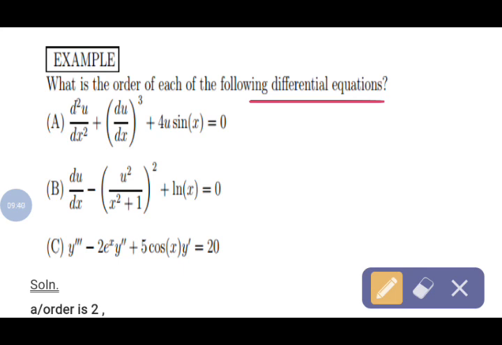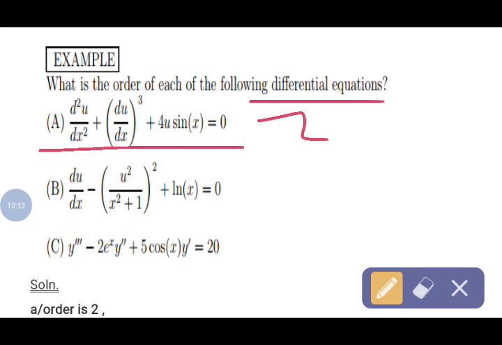Let us check all terms one by one. On the first term, u is differentiated 2 times with respect to x. Second term, u is differentiated 2 times with respect to x, and the 3 is an exponent. In the third term, u is not differentiated, we only have a normal u. Therefore, the order of this ordinary differential equation is determined by the highest term, which is on the first term, which is 2.